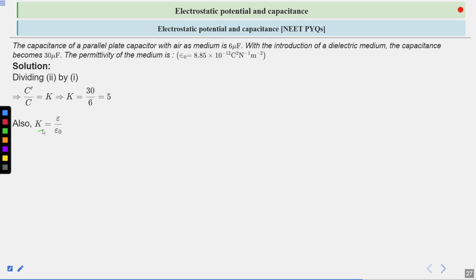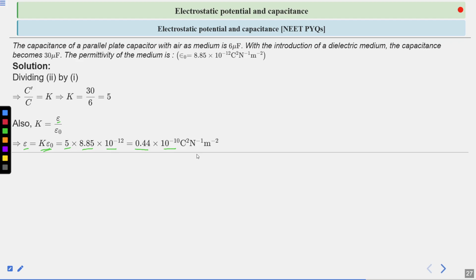Now K is also known as relative permittivity, and it can also be shown in the form of the ratio of the permittivity of the medium to the permittivity of free space. We have discussed this in the electric field chapter. So what is the permittivity of the medium? Permittivity of the medium equals K into epsilon naught, the permittivity of free space, equal to 5 into 8.85 into 10 to the power minus 12, which results in 0.44 into 10 to the power minus 10 coulomb square per Newton meter square. Got it?